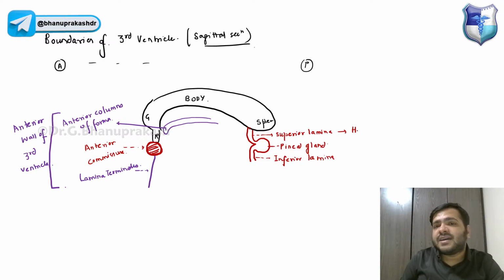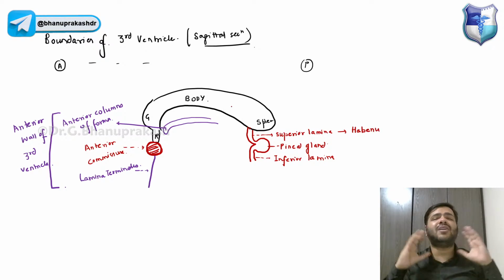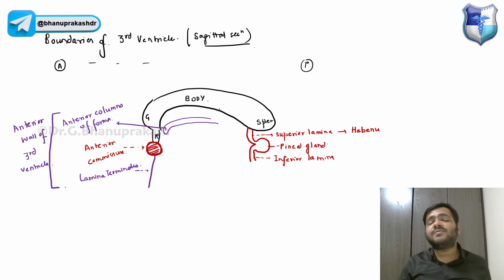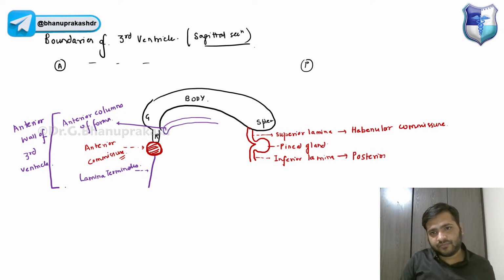In the superior lamina, as I told you yesterday also, we have a commissure called the habenular commissure. The corpus callosum cannot connect every part of the cerebral hemisphere, so in addition to the corpus callosum we have some other commissures which help in the attachment. We have the anterior commissure, and in the superior lamina we have the habenular commissure. We discussed this commissure yesterday. Now in the inferior lamina we have the posterior commissure, guys.